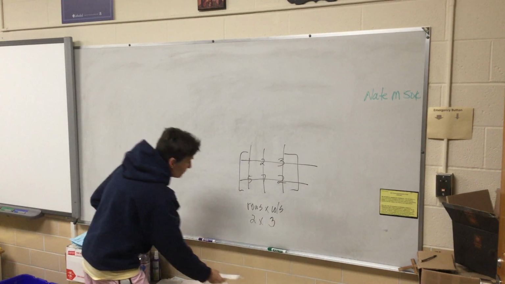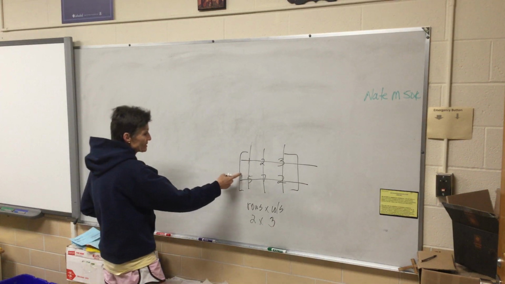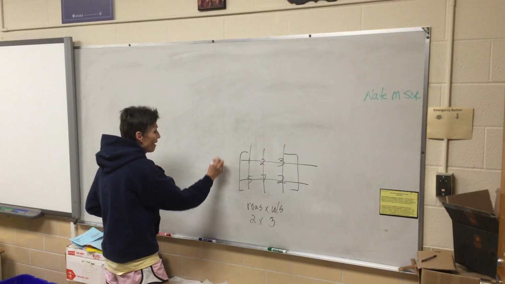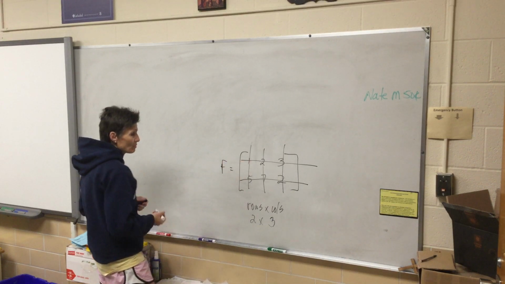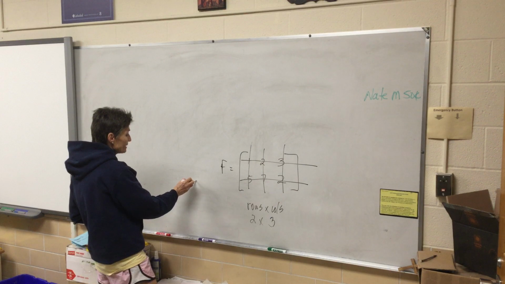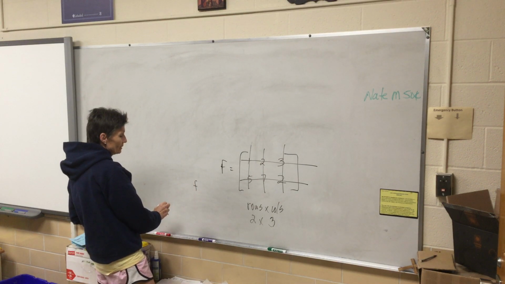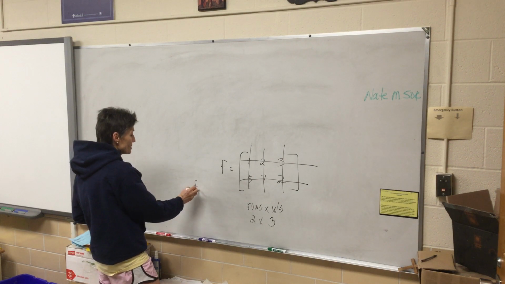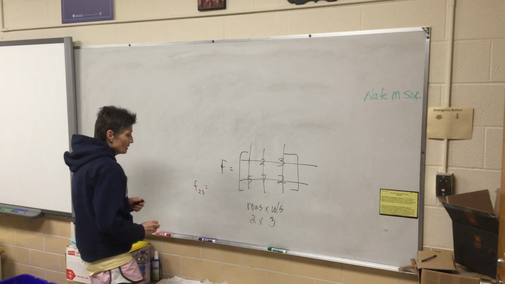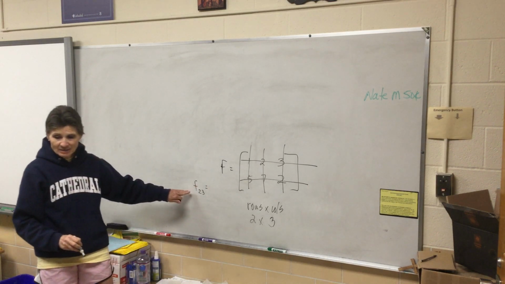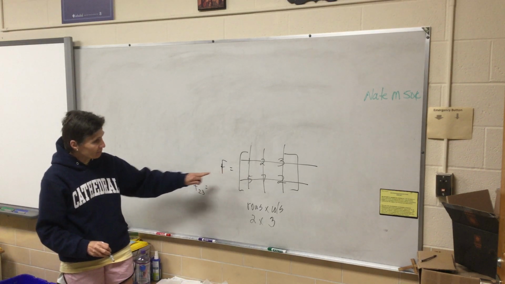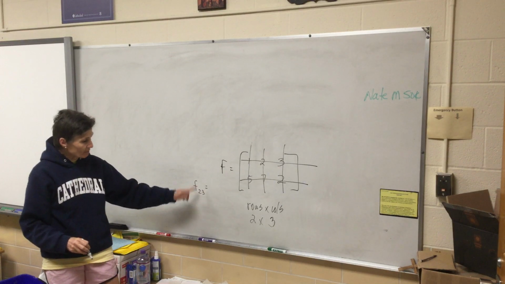I'm trying to think. Another question, let's say this right here is matrix F. If I had F, little f, and then a 2, 3, do you know what that means? What am I talking about? If that's matrix F, what am I talking about when I write something like this?